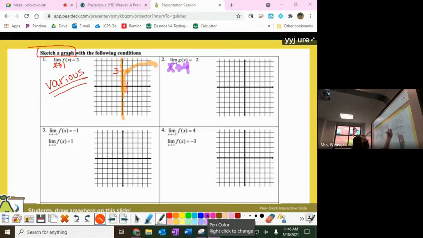That means as my x value approaches 4, my y value has to be approaching -2. I could do an open circle there and have it be doing one of these if I wanted. There's an infinite number of things you can do.